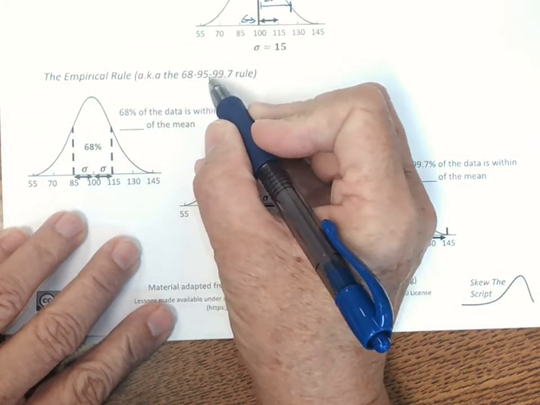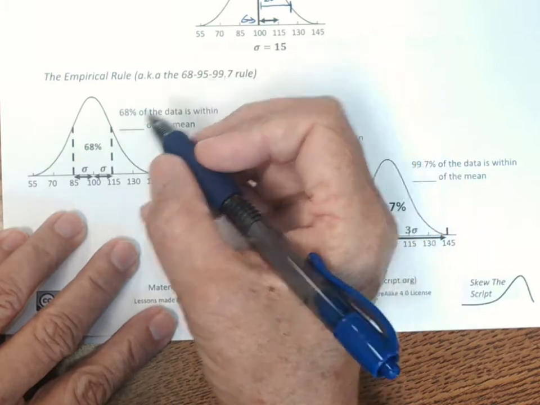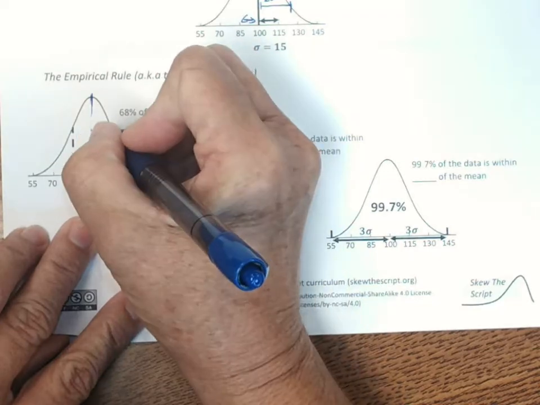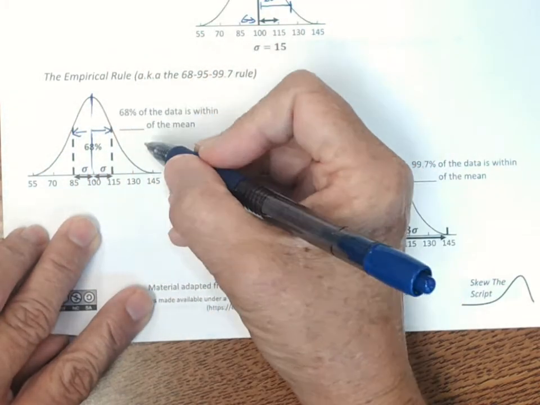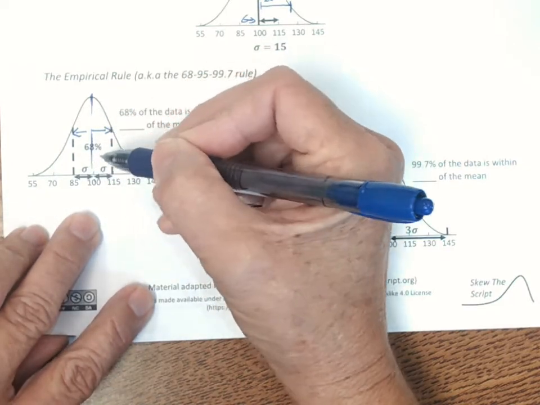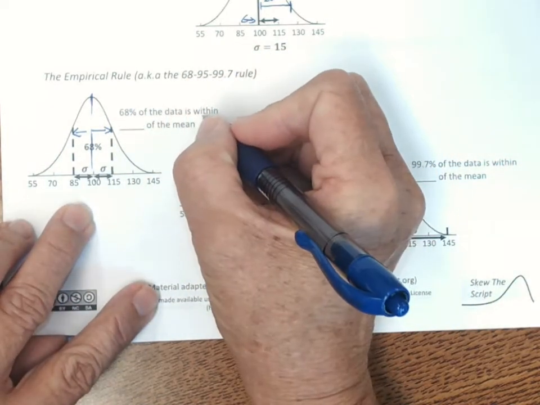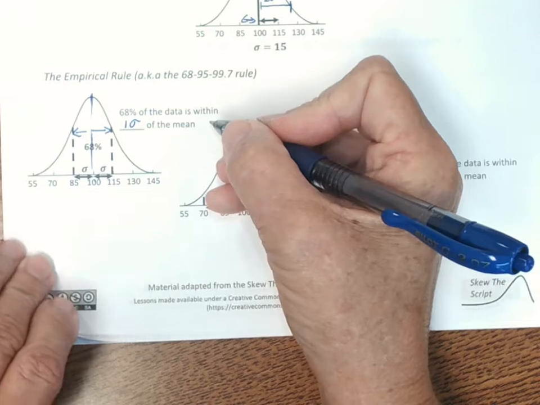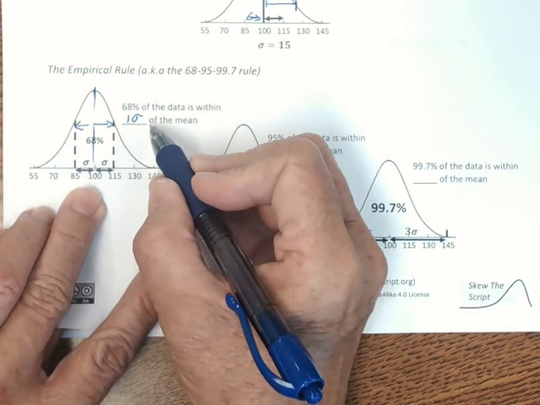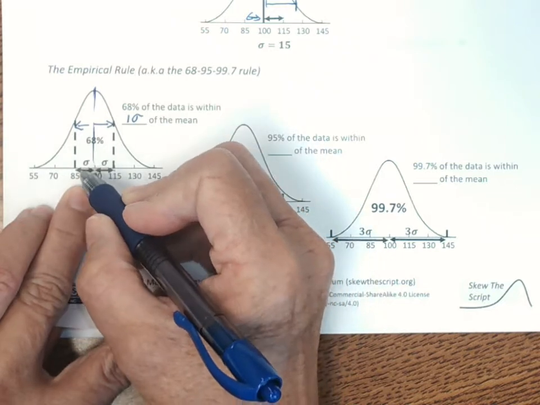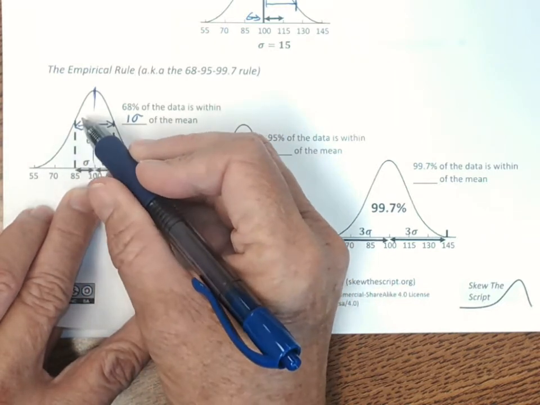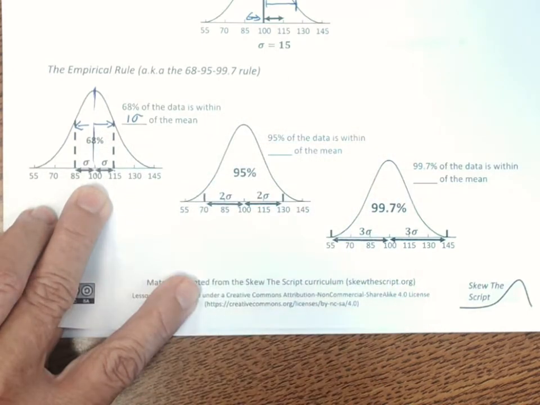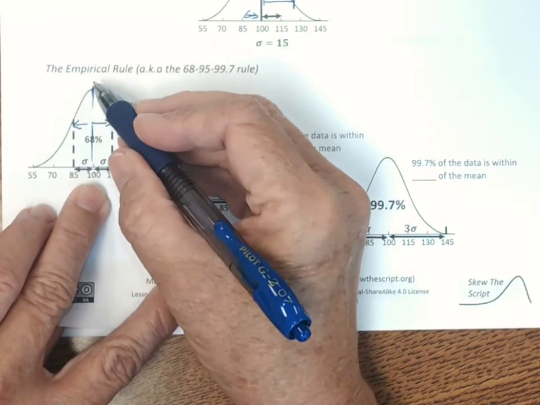So the 68, 95, 99.7 rule states that within one standard deviation, so here's my mean, that's one standard deviation to the right, one standard deviation to the left, 68% of my data points will fall within one standard deviation of the mean. And again, that means plus or minus one standard deviation. I could go up by a standard deviation or down by a standard deviation. But 68% of my data points will be within one standard deviation of the mean, regardless of whatever your standard deviation is. This is true for anything that is normal.